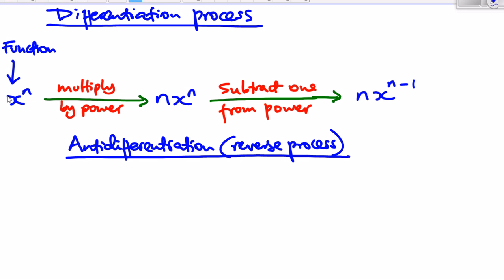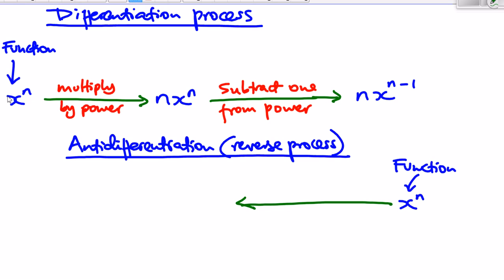Now, for the reverse process, we'll start with our final result. Say we have a certain polynomial. So suppose here we have a certain polynomial x to the power n. This is the function that we have. And then we are going to basically follow the same process, but in the reverse order.